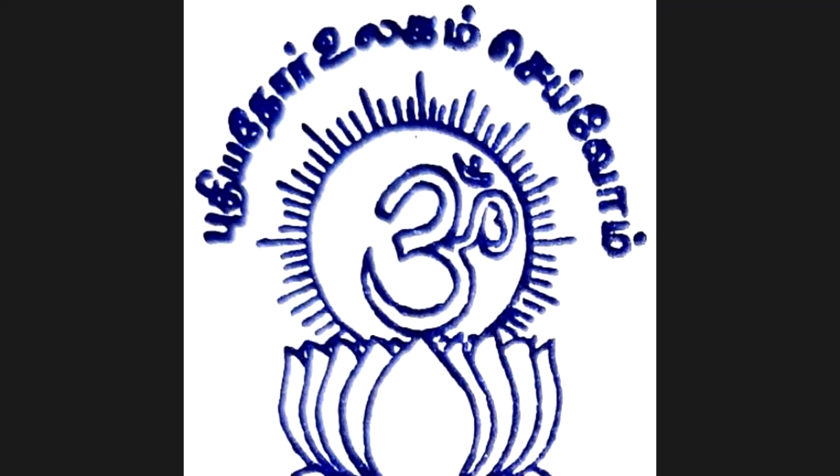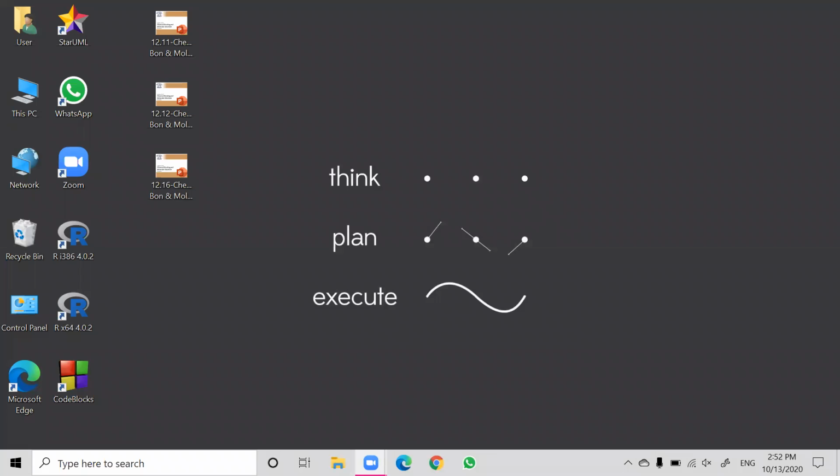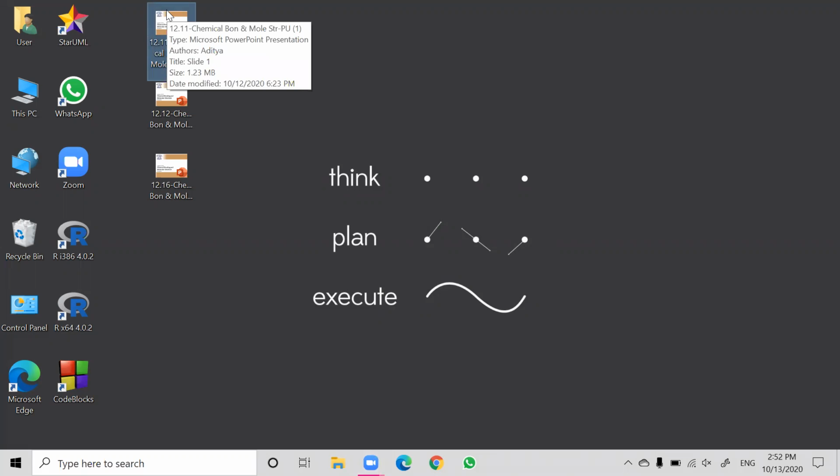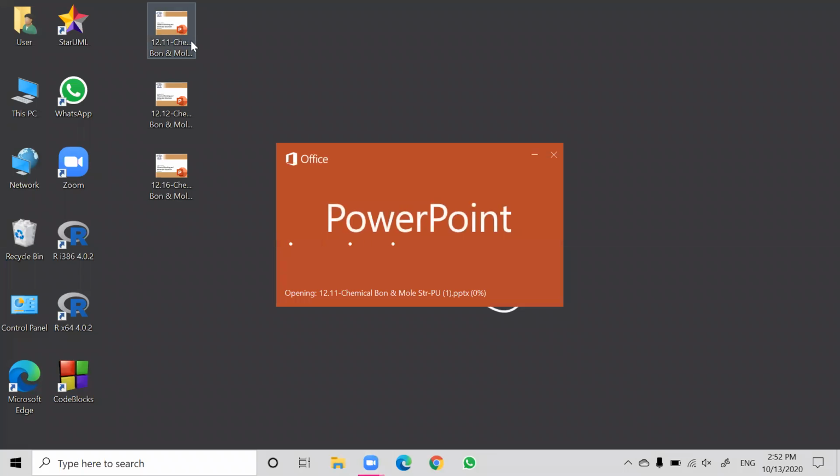Today we are discussing molecular orbital theory in chemical bonding. More about MOT, that is molecular orbital theory in chemical bonding. It's a very important topic. So now I'm discussing that molecular orbital theory. Let us start now.